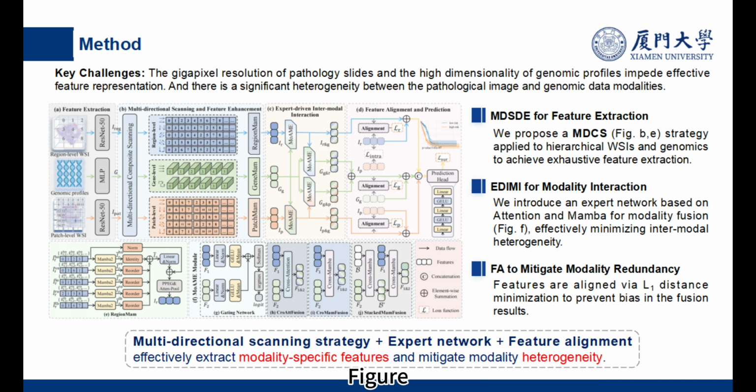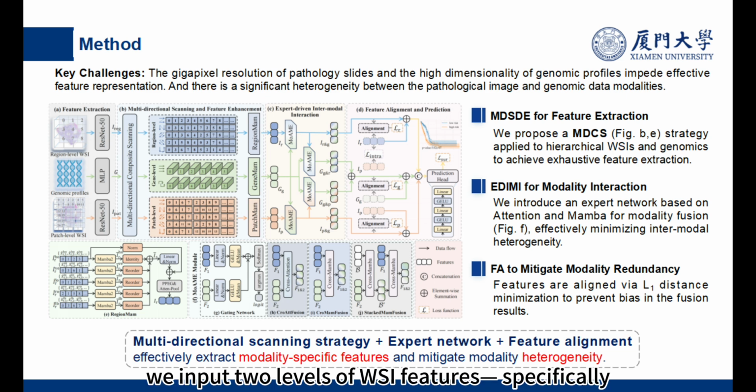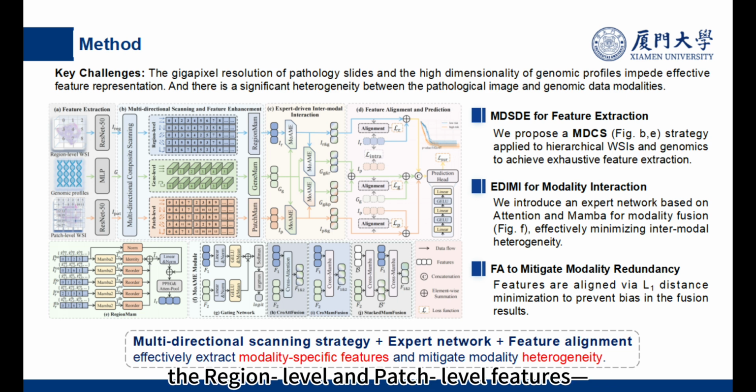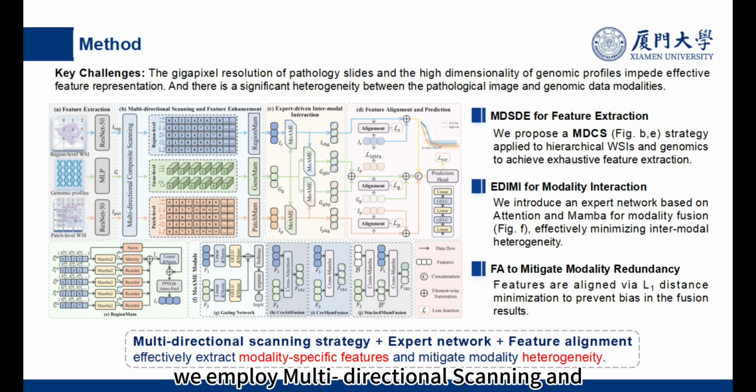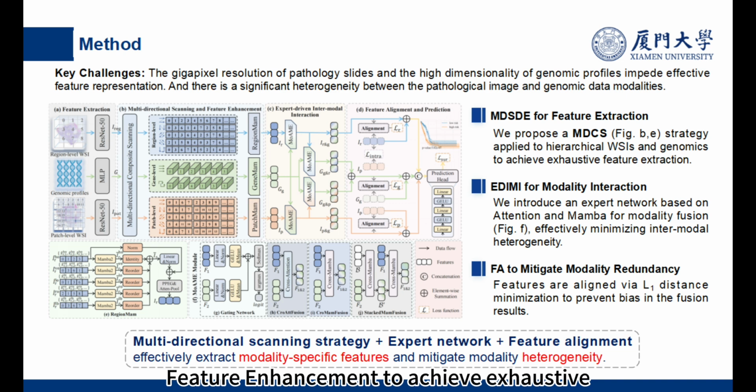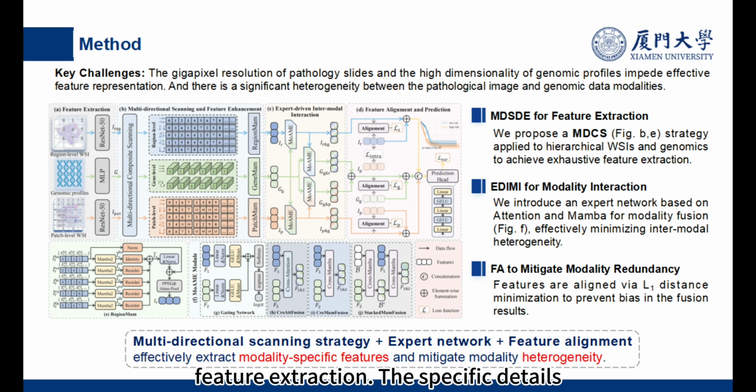Figure A illustrates our overall framework. In the feature extraction stage, we input 2 levels of WSI features, specifically the region level and patch level features. Along with the genomic profiles, we utilize ResNet 50 and an MLP for preliminary feature extraction. Following this, we employ multi-directional scanning and feature enhancement to achieve exhaustive feature extraction. The specific details of this process are shown in Figure E, which I will elaborate on later.